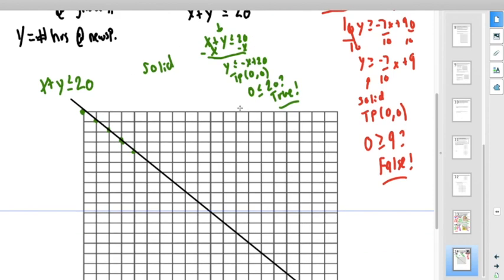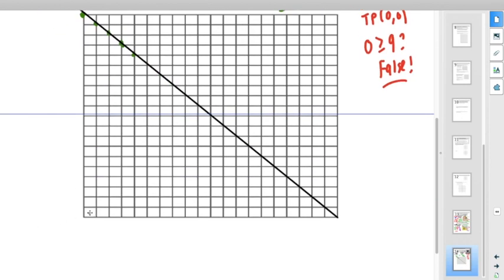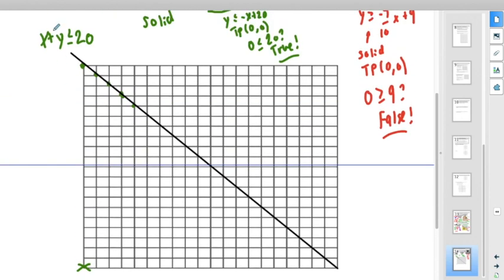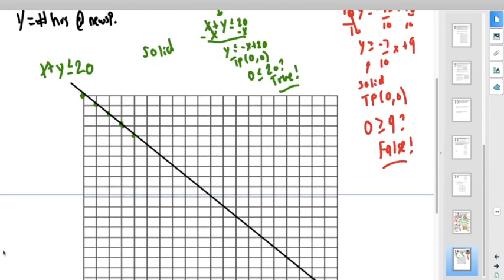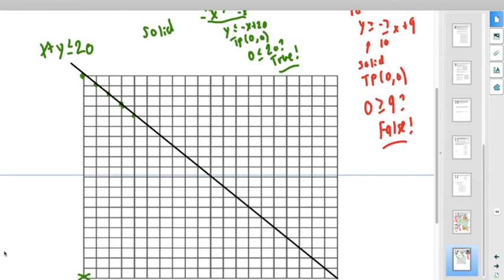My test point of 0, 0. Again, I don't go in any specific order. You can graph both and then shade, or you can graph one, shade one, graph another, shade another. It doesn't matter. I'm going to shade now just because I have the green pen out. So it's shading everything towards my test point, all the way down here.